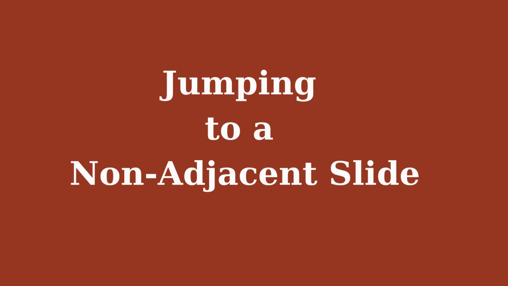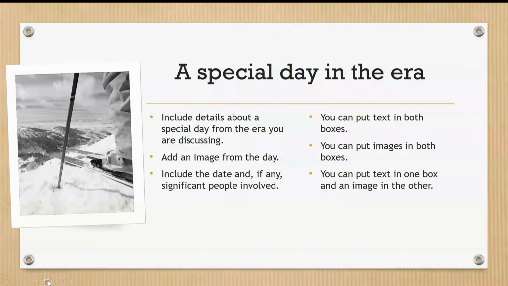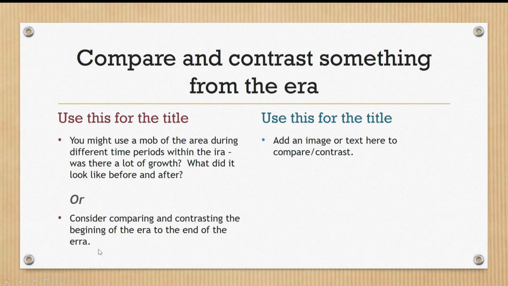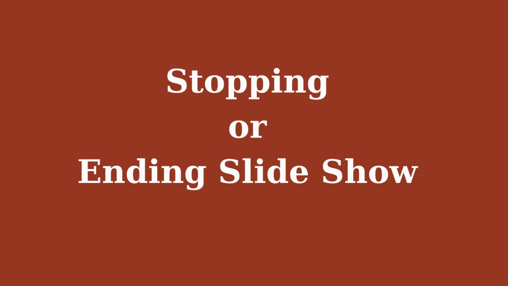For jumping to a non-adjacent slide, click on the fourth button. Notice how thumbnails of all of the slides in your presentation appear. Notice how the slide you are currently on is outlined in orange. Click on a thumbnail to jump to that slide.